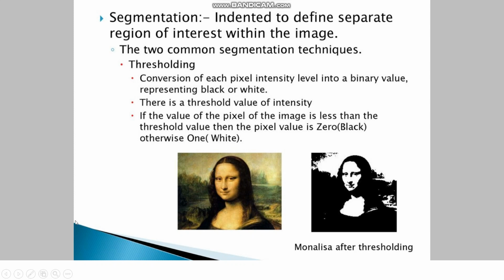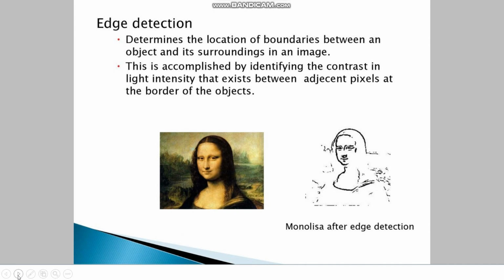Look at the example here: a Mona Lisa picture, before and after thresholding. Except for the Mona Lisa face and body, the background is white. Everything remaining is black. Coming to edge detection, this is what I already mentioned in the application of template matching. Template matching is an inspection part. Here, edge detection means only the edges of the images are taken.